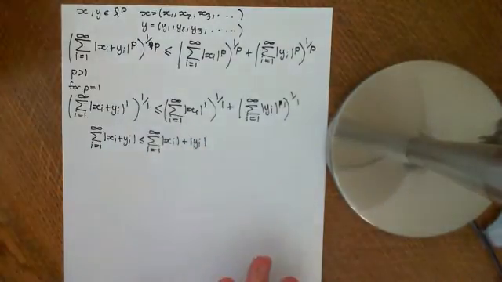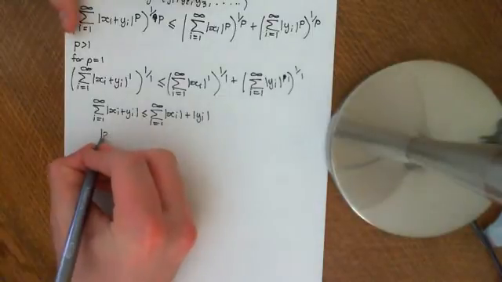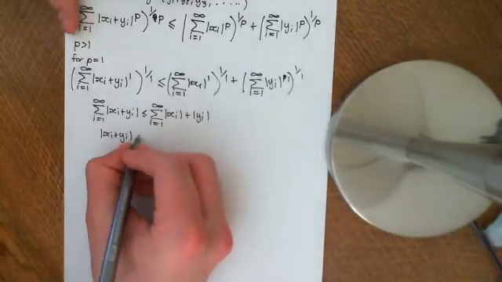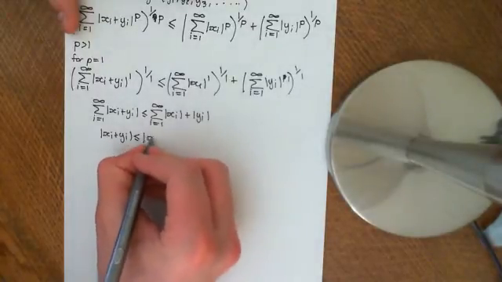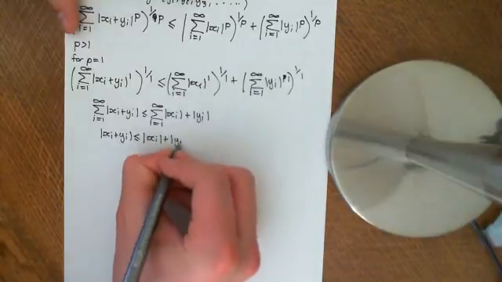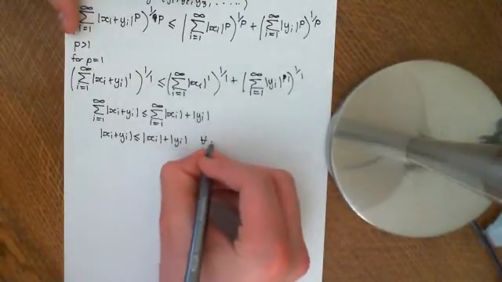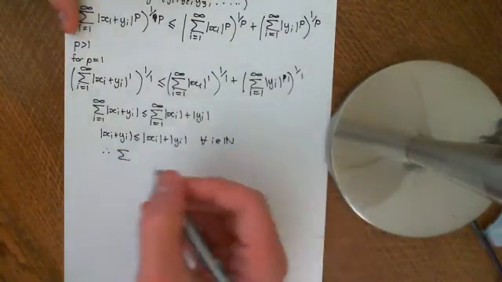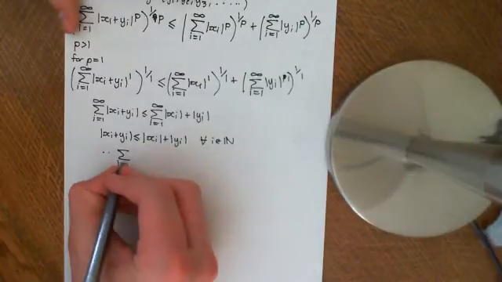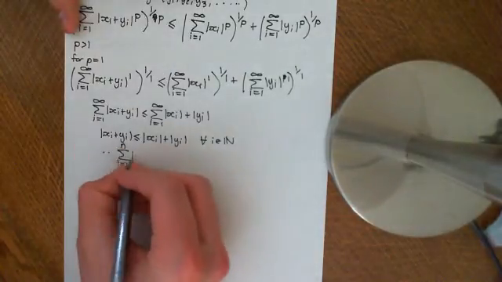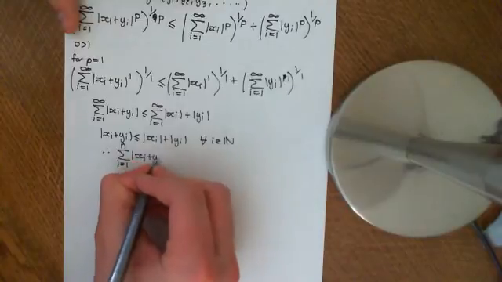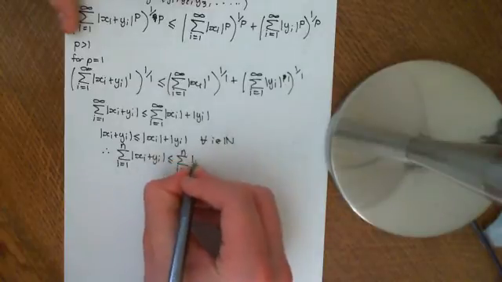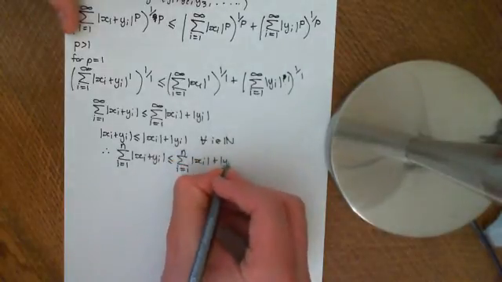And that follows straight away from the fact that for any two real numbers xi and yi, the modulus of xi plus yi is less than or equal to the modulus of xi plus the modulus of yi. This is true for all i as an element of the natural numbers. Therefore, we can say that the summation from i equals 1 to n, where n is some finite number, of the modulus of xi plus yi, is less than or equal to the summation i equals 1 to n of the modulus of xi plus the modulus of yi.